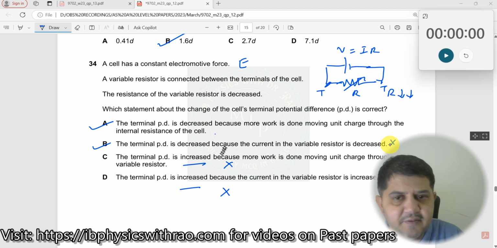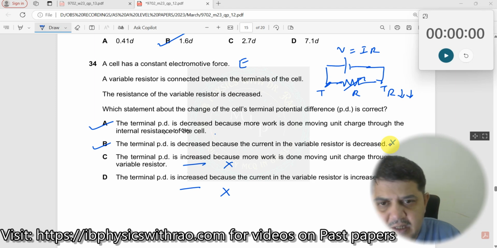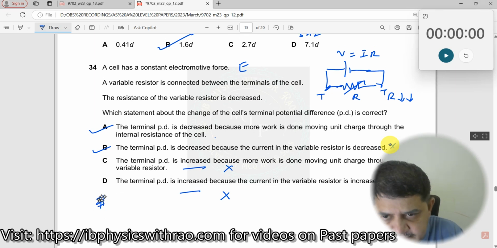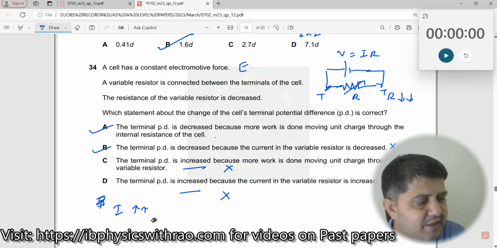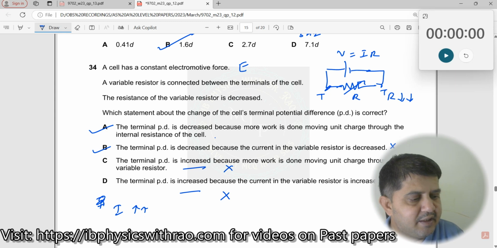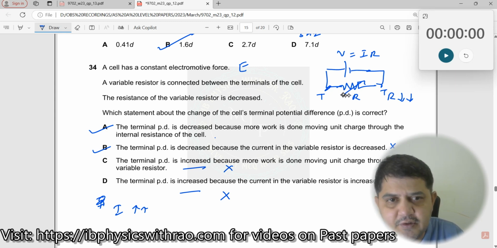Now when the resistance decreases, then what happens? Terminal potential difference decreases, but what will happen here when R decreases? The value of I will also increase. When the value of I is increased, then what can happen? You need to supply more amount of work. You need to do more amount of work.